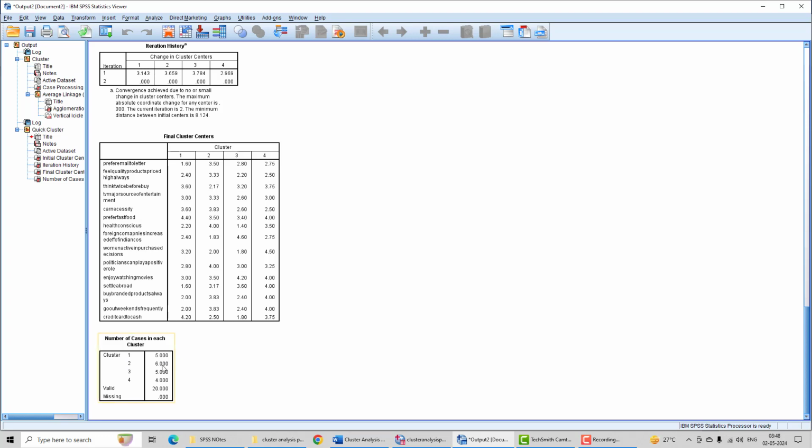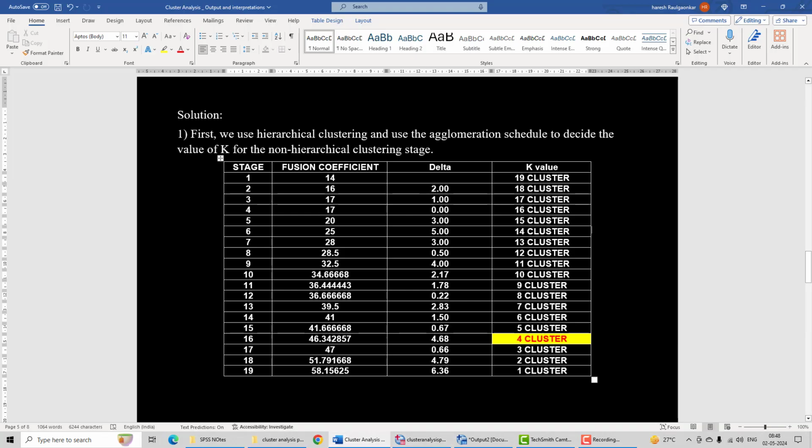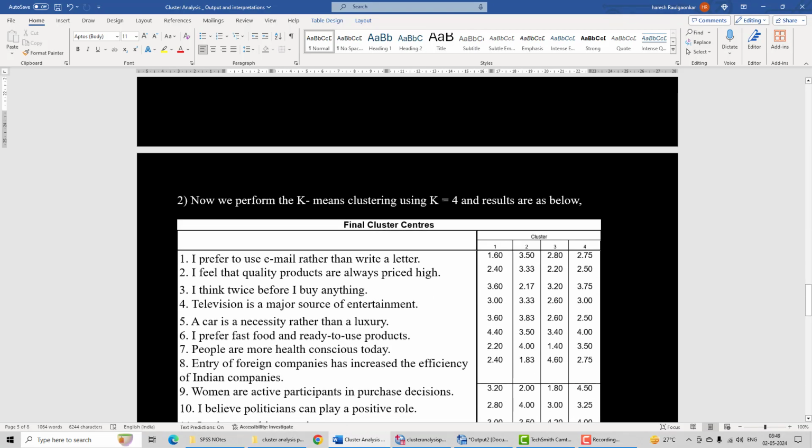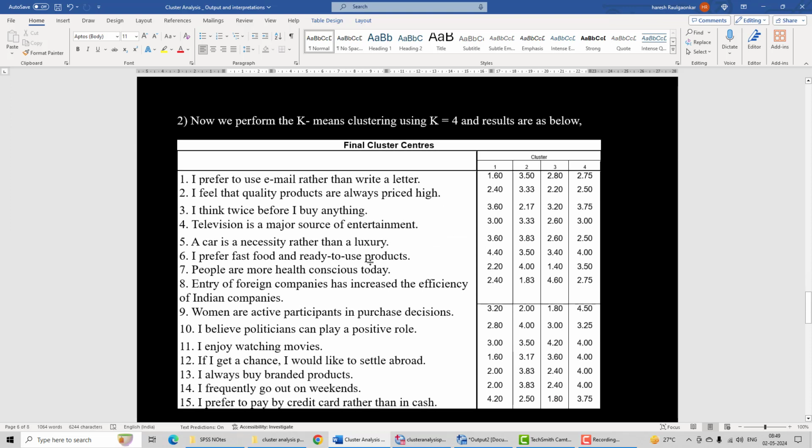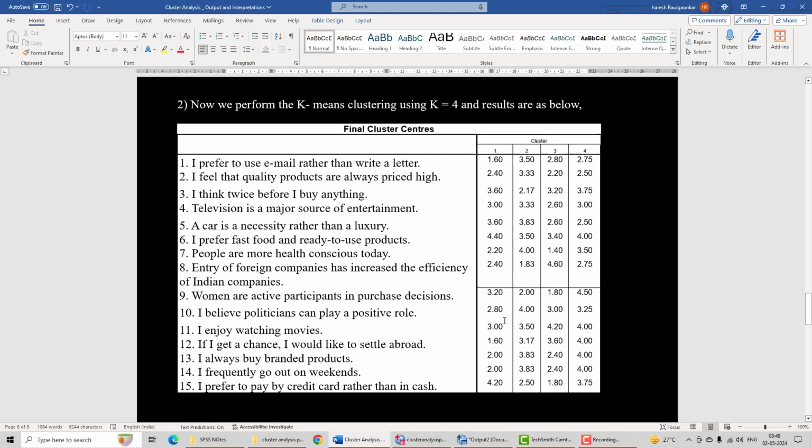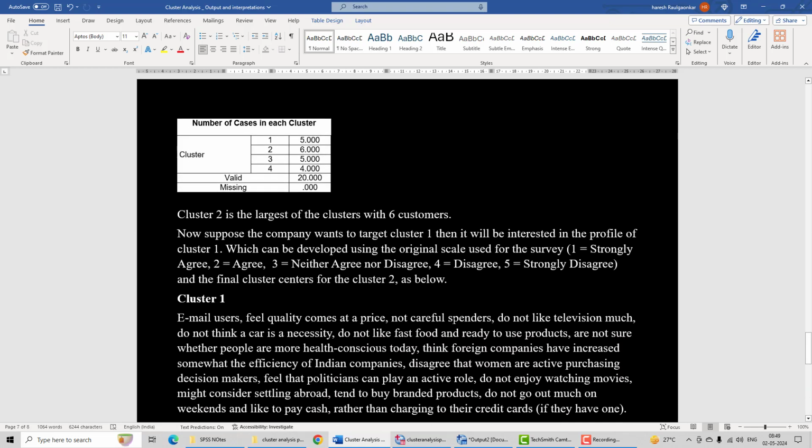So cluster number 2 is the biggest cluster with 6 customers in it, and the fourth cluster is the smallest with 4 customers in it. We have already taken this to our Word doc, so let me take you to the Word doc. When we do this, we get these values, and now you are going to use these values to create a profile, meaning describe that particular cluster using our original scale.